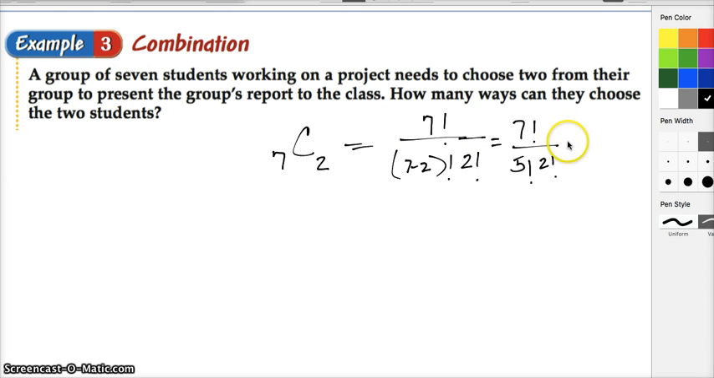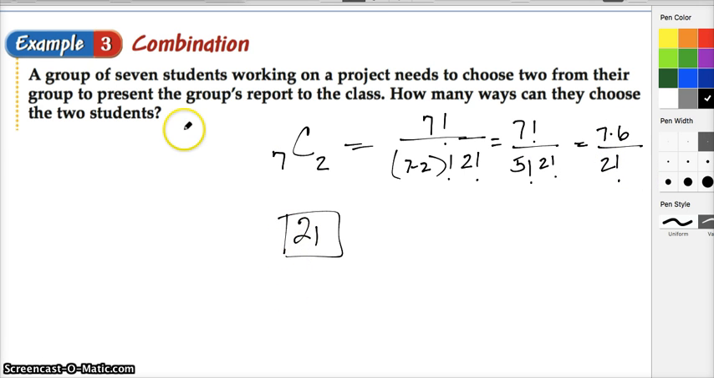So now I will calculate this. I could put it in a calculator, but I know 7 factorial divided by 5 factorial is going to leave me with just 7 times 6. You guys can picture that, over 2 factorial. So 2 factorial is just 2. 7 times 6 is 42. So I know that there's 21 ways that that group can choose those 2 students who are going to present to the class.